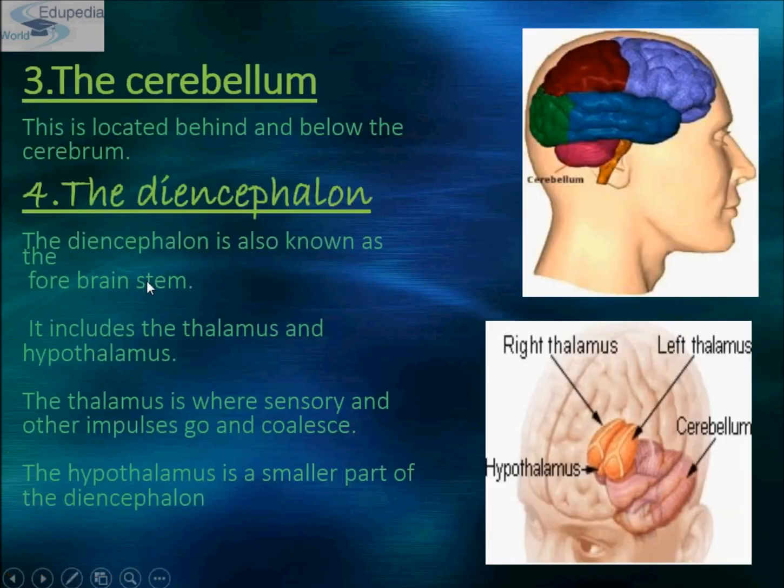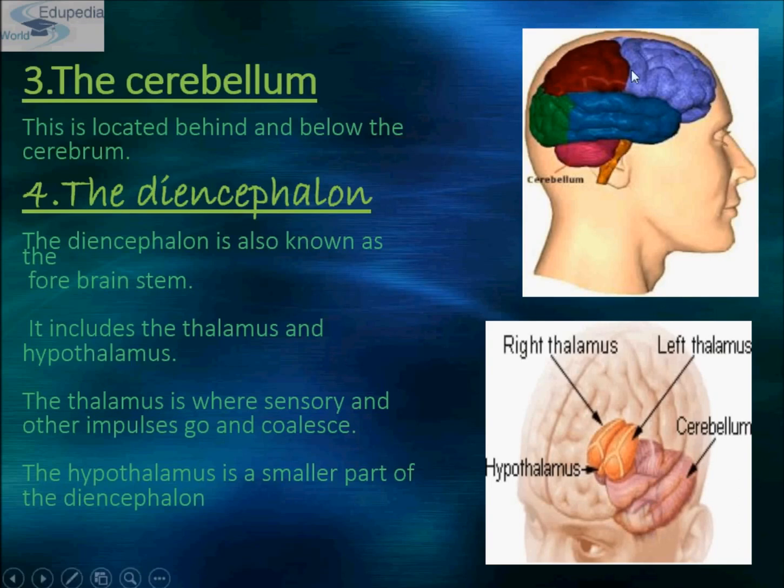Now moving on to the third part of our brain, that is the cerebellum. Cerebellum is located behind and below your cerebrum, which is the second part of the brain which we just studied. The cerebellum is the second largest part of the brain, which comprises 11% of the weight of the brain, and it is located just below the posterior part of the cerebrum, between the occipital lobe and medulla oblongata.